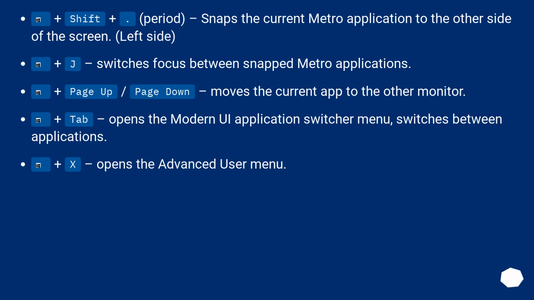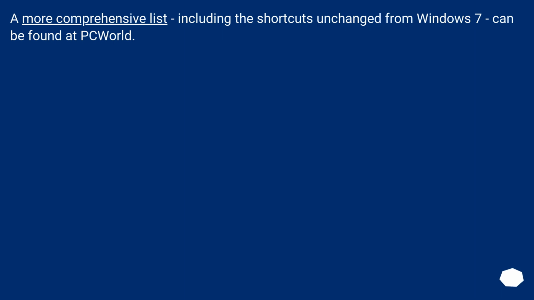Win plus J switches focus between snapped Metro applications. Win plus Page Up, Page Down moves the current app to the other monitor. Win plus Tab opens the modern UI application switcher menu, switches between applications. Win plus X opens the advanced user menu. A more comprehensive list, including the shortcuts unchanged from Windows 7, can be found at PC World.